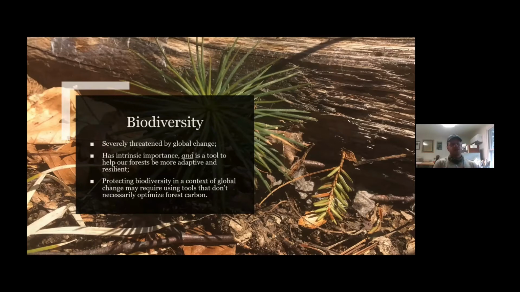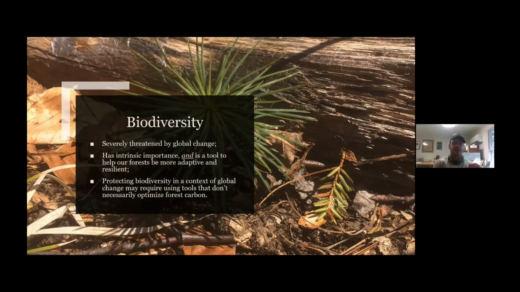And it's important because biodiversity, that diversity, remember, is the tool that allows our forests to be resilient and to be adaptive in a changing climate. Protecting biodiversity may require us to use tools that don't necessarily optimize forest carbon. An example of that is we have this incredibly altered landscape. We don't have the diversity of habitats across our landscape that we would have had prior to European colonization. They just haven't had time to develop. And so if we want to protect communities of organisms, we may need to create those habitats actively.